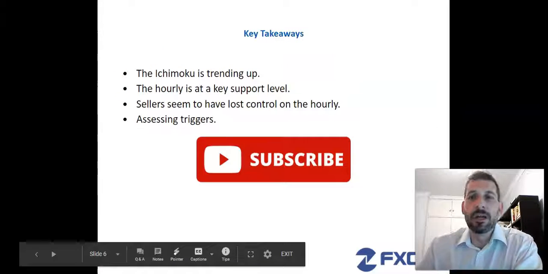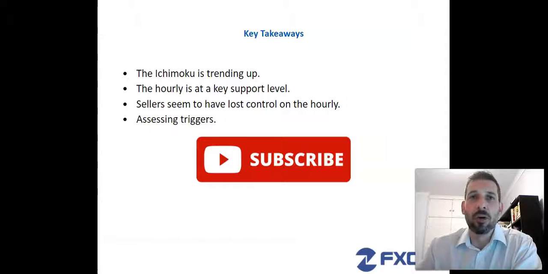The Ichimoku is trending up on the daily time frame. The hourly is at a key support level. We've seen a triple confluence there. Sellers seem to have lost control on the hourly, and now we are assessing the triggers.